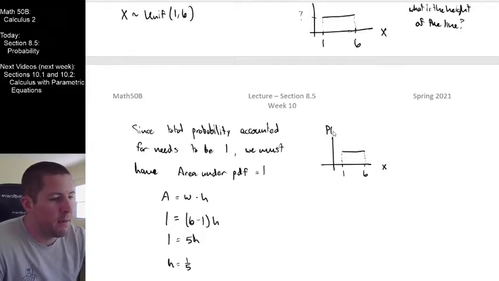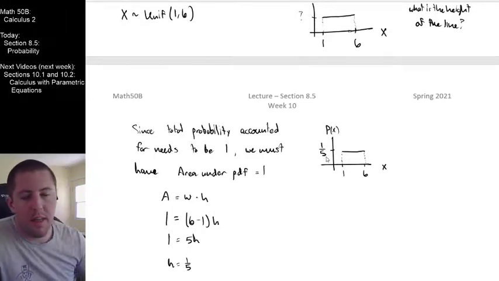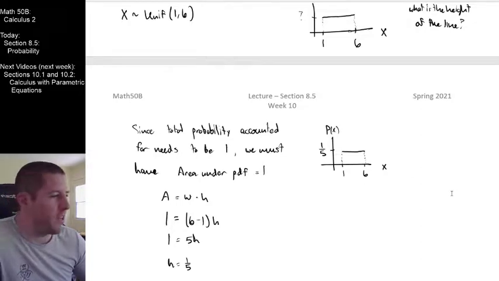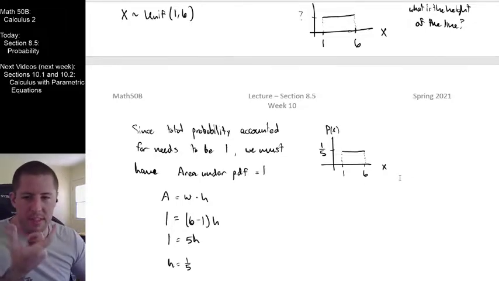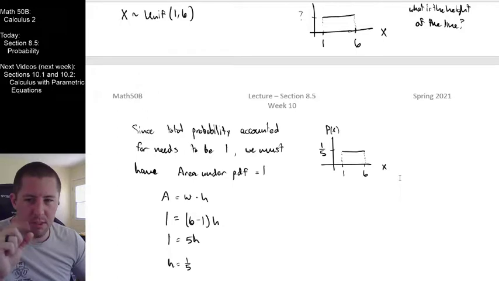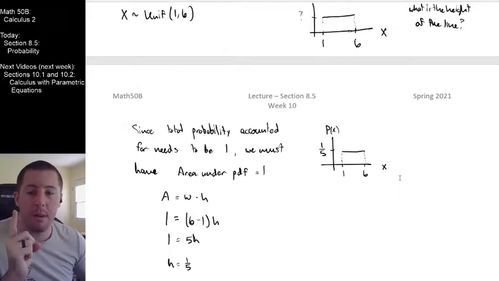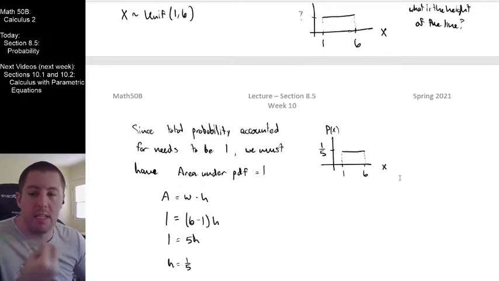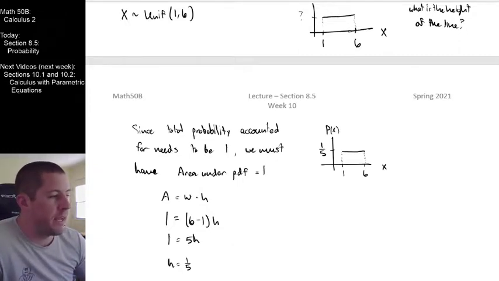My x, my p of x, and this is a 1/5. That seems kind of weird, but let's go ahead and use that 1/5, not 1/6 value. I know the width, 6 minus 1, is 5, so therefore the height needs to be 1/5. So the area underneath the probability distribution function is 1, representing the fact that all 100% of all possible outcomes have been accounted for.